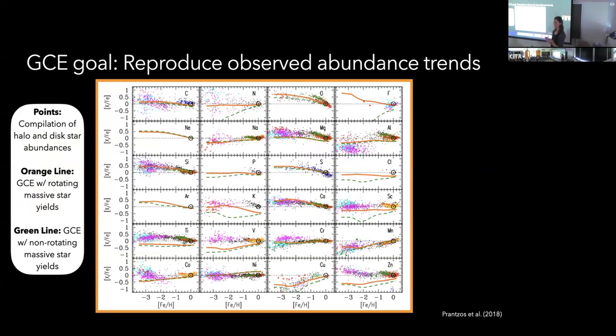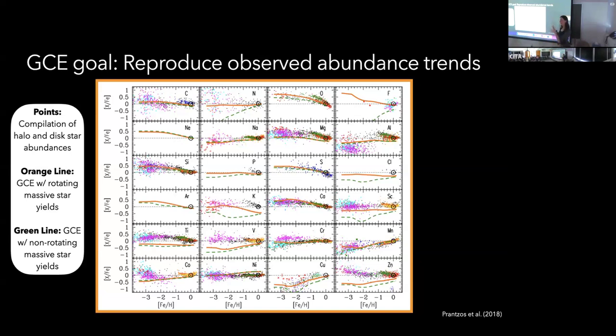Yeah, we don't want them to succeed. But the yields that underlie one zone models also underlie these multi-zone models of radial migration. So if these yields are not producing the right amount of potassium or magnesium, no matter if we include radial migration or dilution or anything more complicated, we're not going to get the observed abundance distributions.